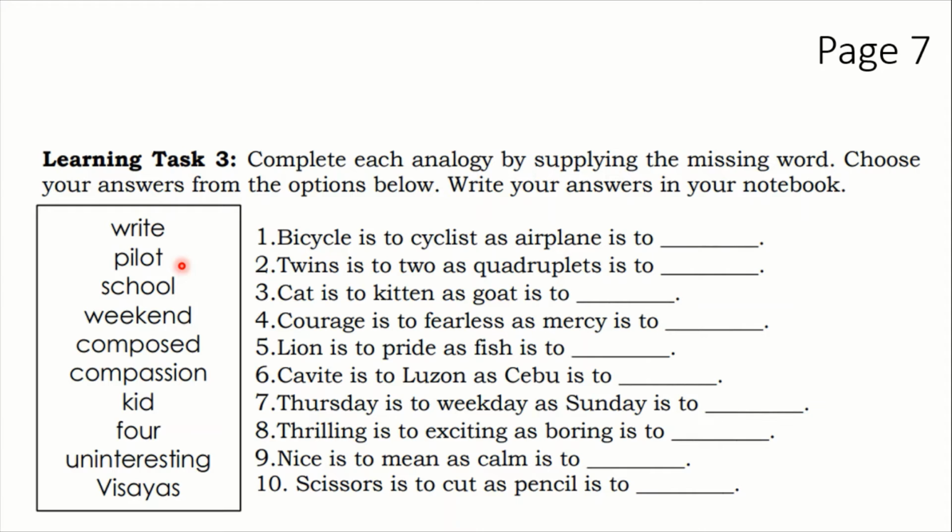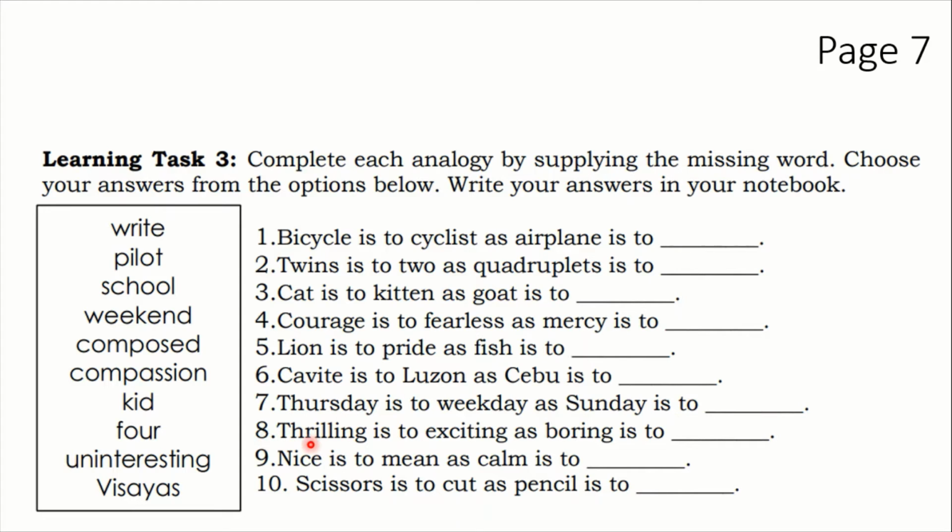Now, I won't be analyzing the sentences for you. You may do it on your own. Number 3. Cat is to kitten as goat is to blank. Write down your answer. Number 4. Courage is to fearless as mercy is to blank. Number 5. Lion is to pride as fish is to blank. 6. Cavite is to Luzon as Cebu is to blank. 7. Thursday is to weekday as Sunday is to blank.